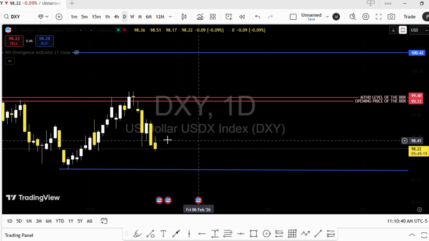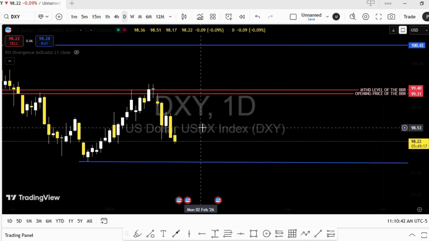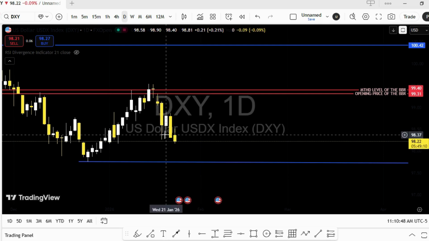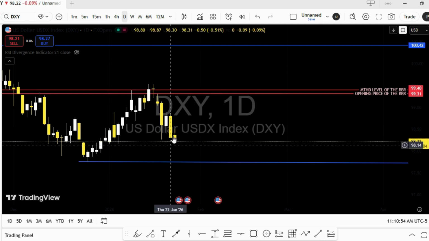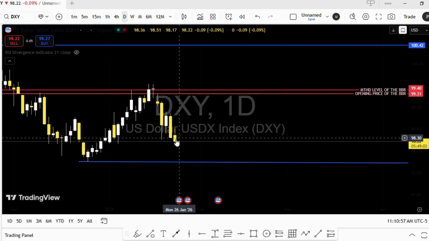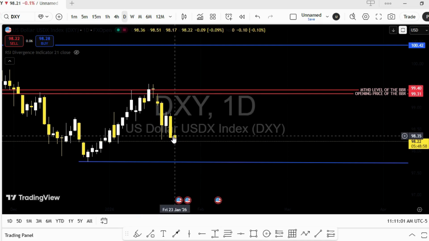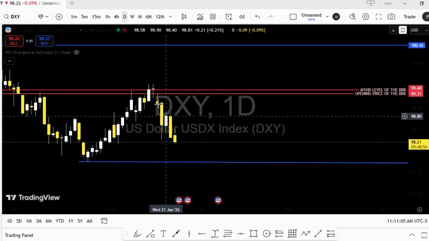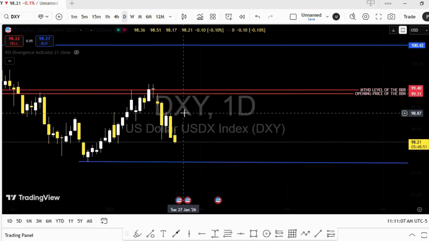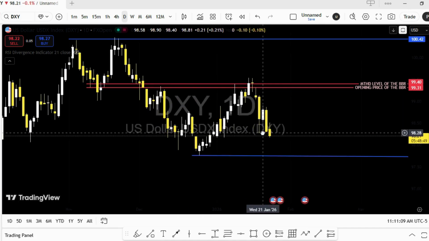So folks, when you look at this, we have been overall bearish for almost 1, 2, 3, 4, 5 days. So let us continue.